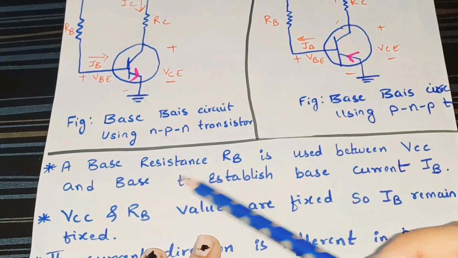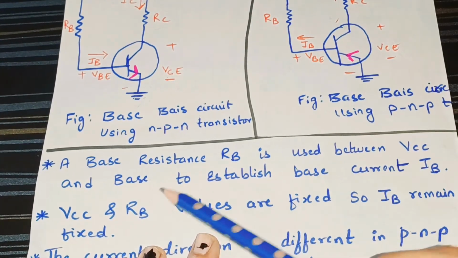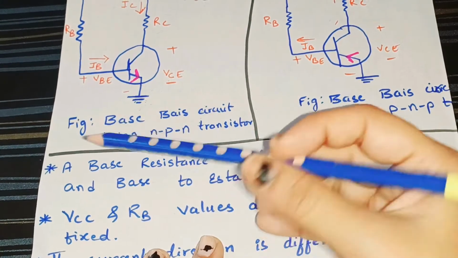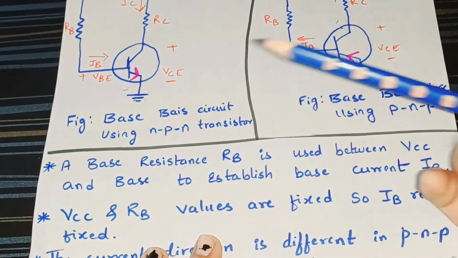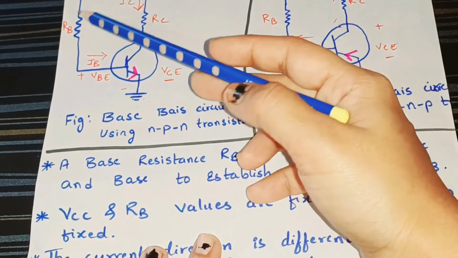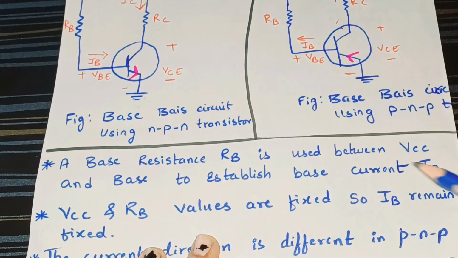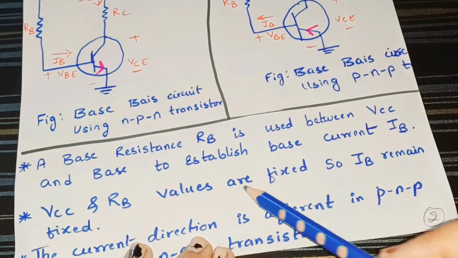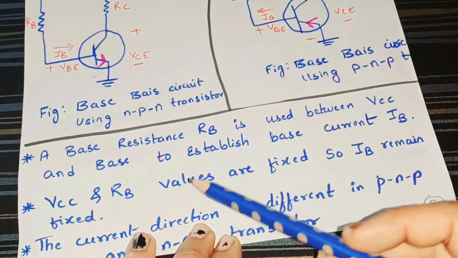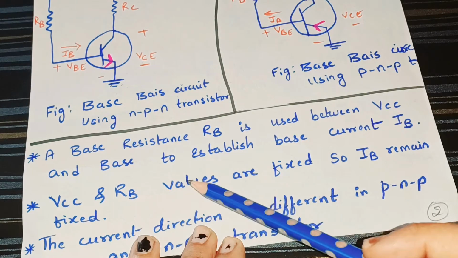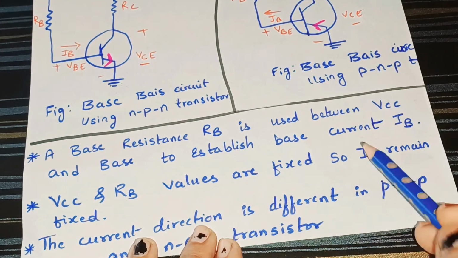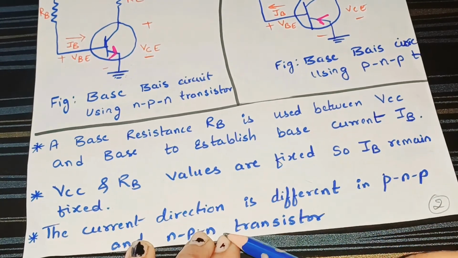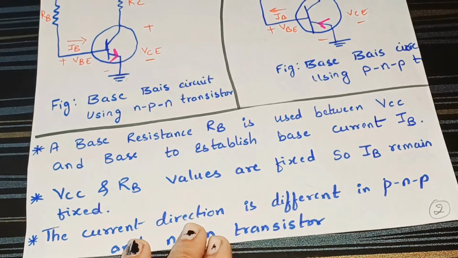Next, a base resistance RB is used between VCC and the base to establish a base current IB. That means RB is used for establishing the IB current, and VCC and RB are fixed values, so IB remains fixed. The current direction is different in PNP and NPN transistors, as I said.